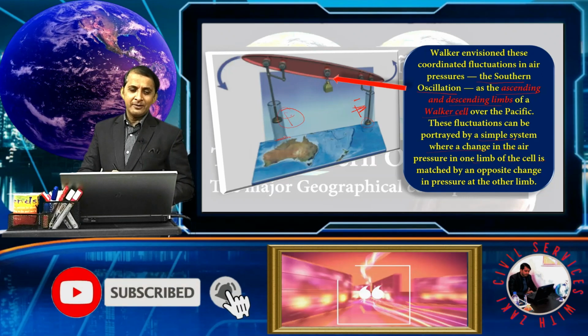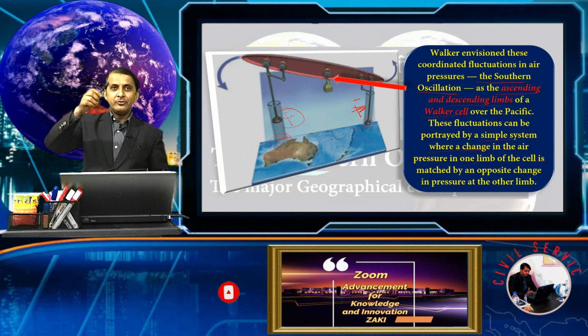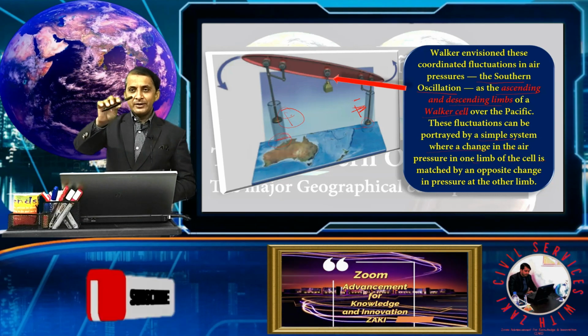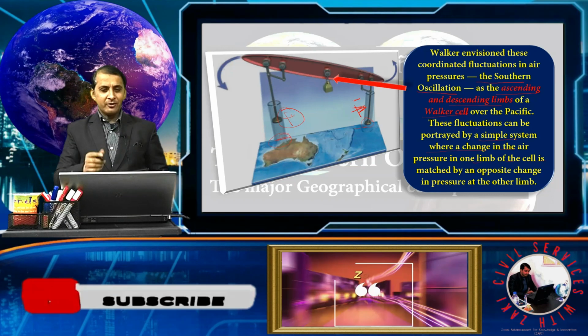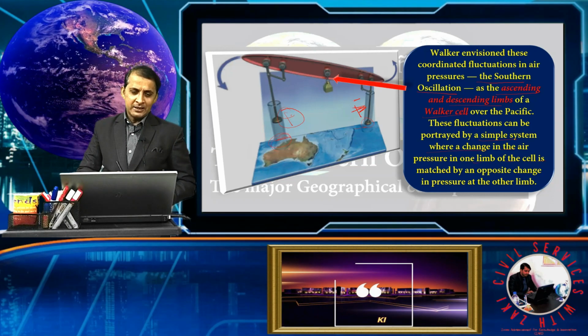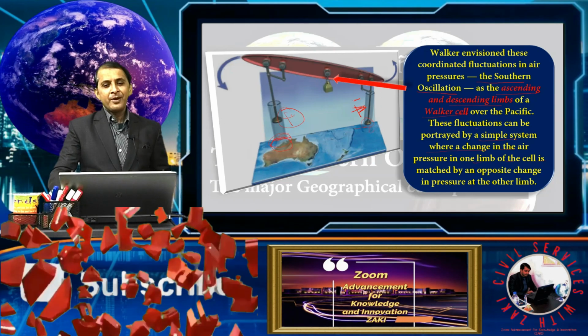If air pressure decreases here, it increases there. So it works like an oscillation. Here increase, decrease, increase, decrease. That's why it is called southern oscillation. And basically Darwin and Tahiti are both situated in the southern hemisphere.